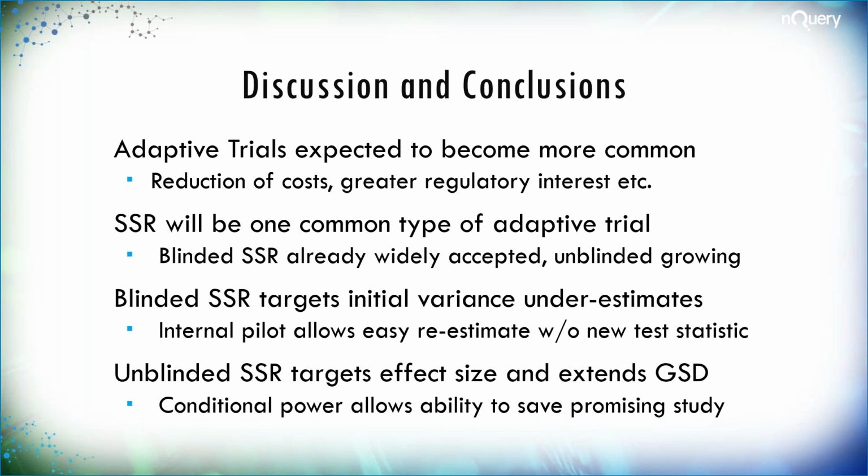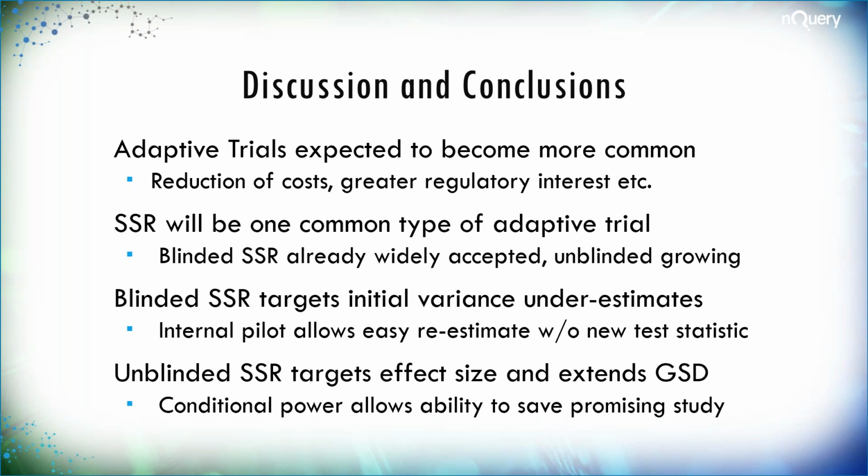Blinded sample size re-estimation targets nuisance parameters, usually the variance, and anytime that's underestimated, for example, with the variance. And the internal pilot approach is a very easy way to do a sample size re-estimation, which doesn't involve very many overheads logistically or statistically or expertise-wise. You can basically just do it and use the same statistics as you would have otherwise, and be fairly confident that you now have a better study than you would have previously.